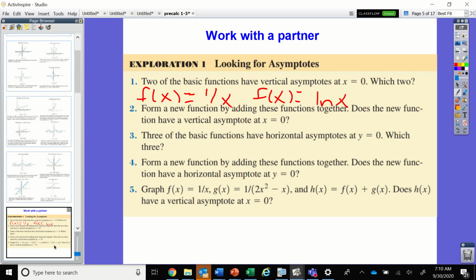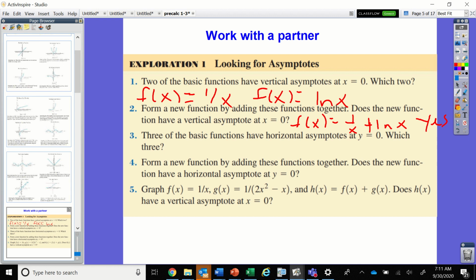The next one says form a new function by adding these functions together. Does the new function still have a vertical asymptote at x equals 0? If you think about it, if you literally just added these two together, you can check on your graphing calculator. But remember, because this 0 is still here in the denominator, and the natural log of x can't equal 0 anyway, of course it's still going to have a vertical asymptote there. You're still going to take into account that domain.